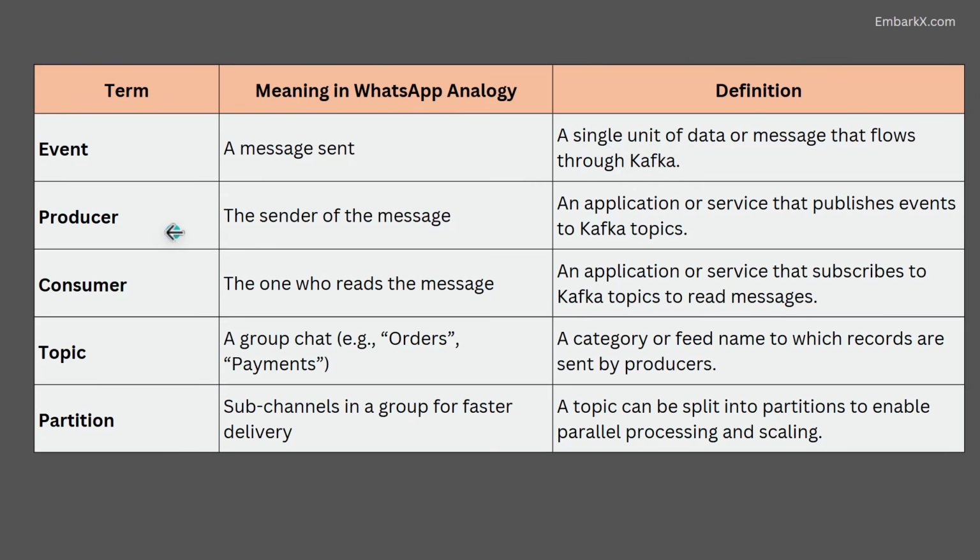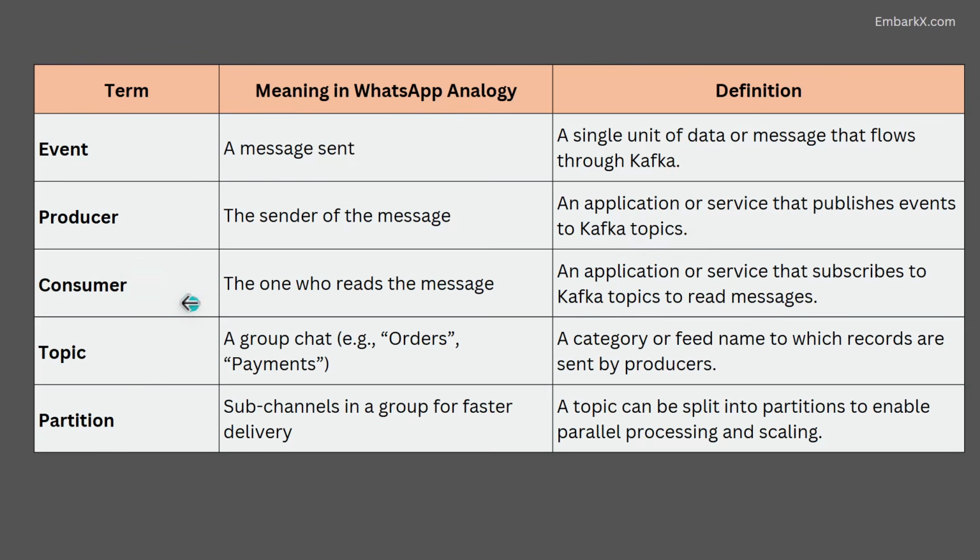What is a producer? In WhatsApp terminology, a producer is nothing but the sender of the message. If you send the message, you are the producer. But in case of Kafka, a producer is the application or service that publishes events to Kafka topics. I hope this is making sense.